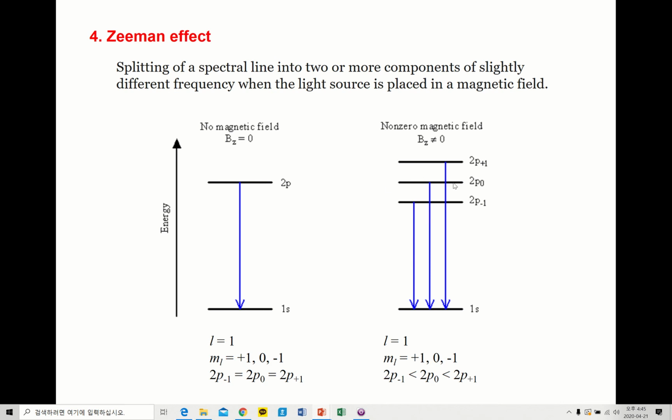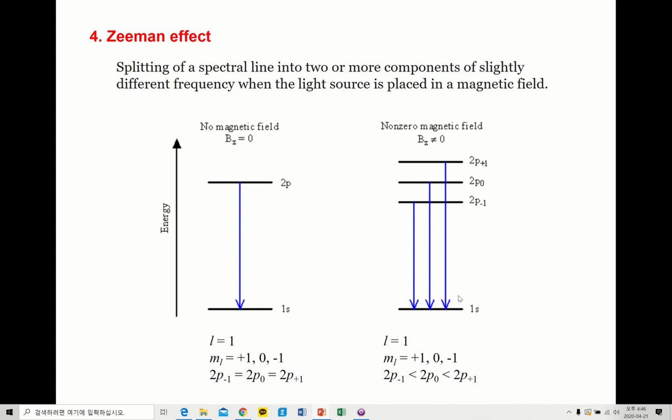The middle one doesn't change. This is quite exaggerated, but one energy level goes up a little bit, and the other goes down. So these degenerate energy levels are split into 3 in the presence of a magnetic field. In this case, ml plus 1, 0 and minus 1 are all split. The 2p plus 1 level is slightly higher than p0, which is higher than p minus 1.